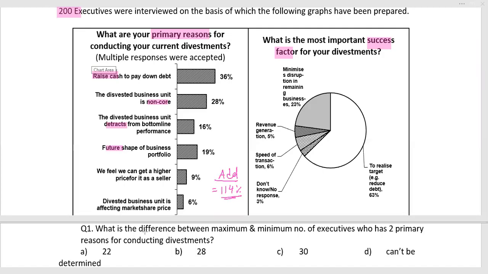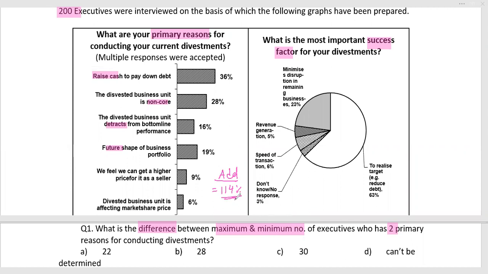First question: what is the difference between the maximum and minimum number of executives who have two primary reasons for conducting divestments? So divestment has been done for two primary reasons. I want to find the maximum number and the minimum number. That is, the maximum percentage and the minimum percentage: how many can have two primary reasons at most, and how many at least.